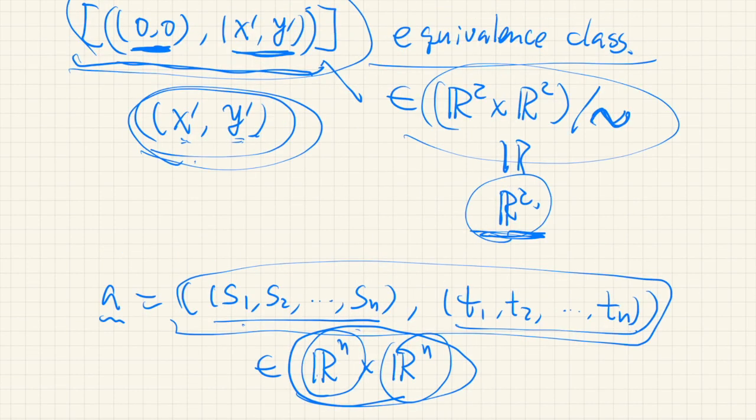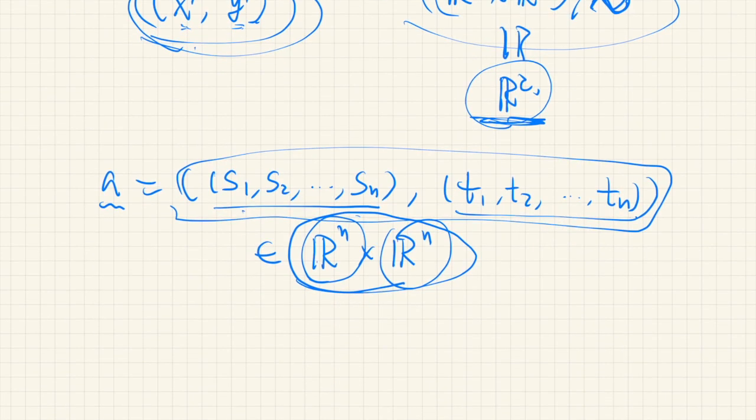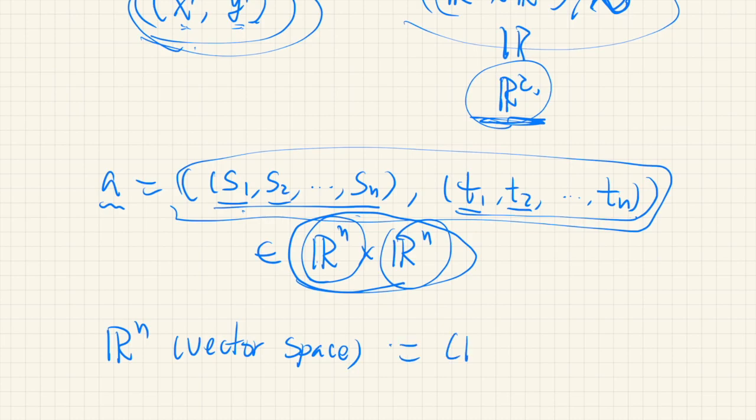And we can define the equivalence relation similarly by considering the difference between t1 and s1, t2 and s2, and so on. So the n-dimensional vector space is defined as the quotient space of arrows by this equivalence relation. Okay, so that's all for this video, and see you later.